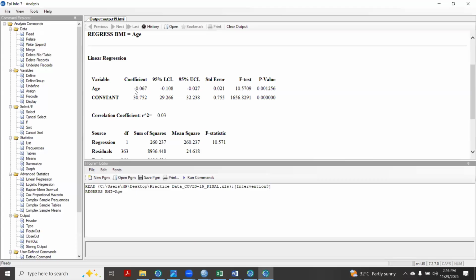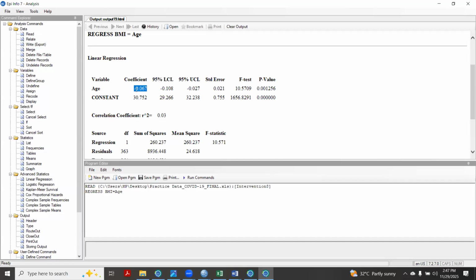So what this is telling you now is that there is a linear regression between age and BMI, but that linear regression is negative, meaning that as the age is increasing, the BMI is reducing, and this association is weak. As you can see, 0.06 is weak. That's less than 0.5. So if I'm interpreting this now, I will say that there is a weak negative linear regression between age and BMI.